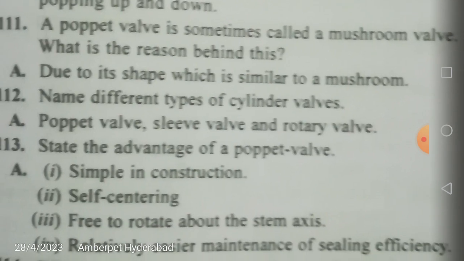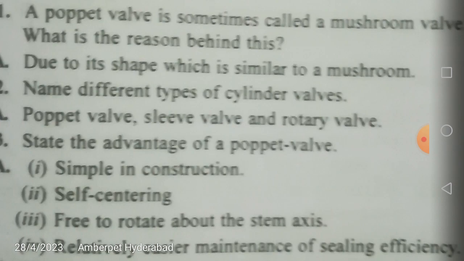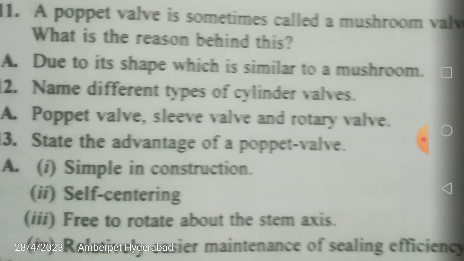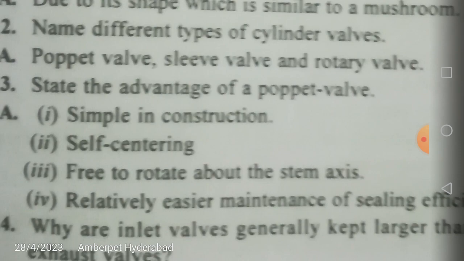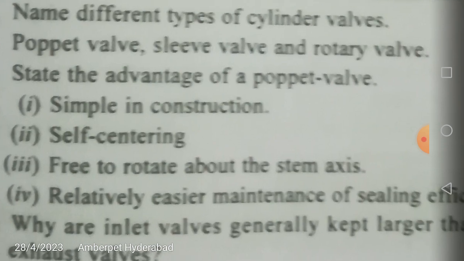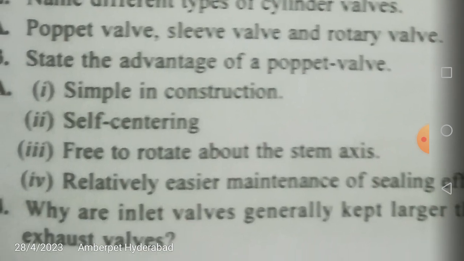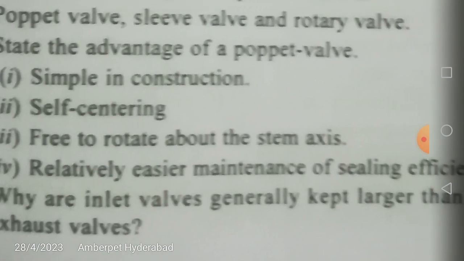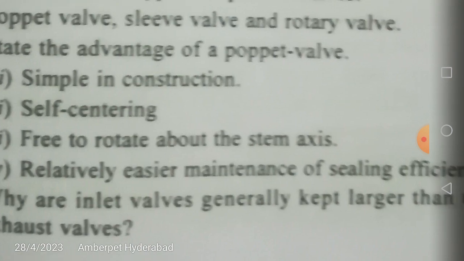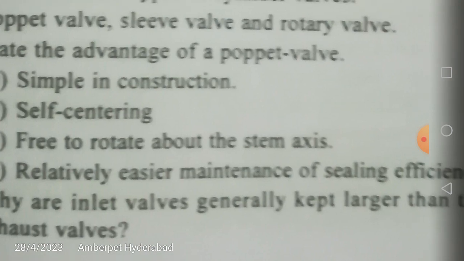Name different types of cylinder valves. We have different types of cylinder valves like poppet valve, sleeve valve, and rotary valve. Out of all these valves, poppet valves are very famous in their usage. Why are poppet valves mostly used in engines? What is the advantage of the poppet valve? They are simple in construction, self-centering, they are free to rotate about the stem axis, and they have relatively easier maintenance of sealing efficiency.